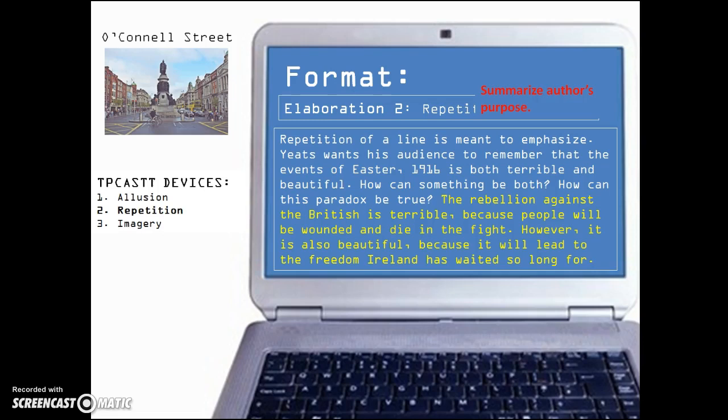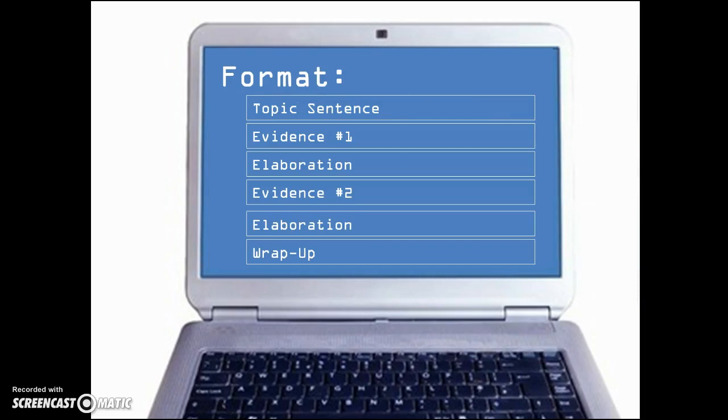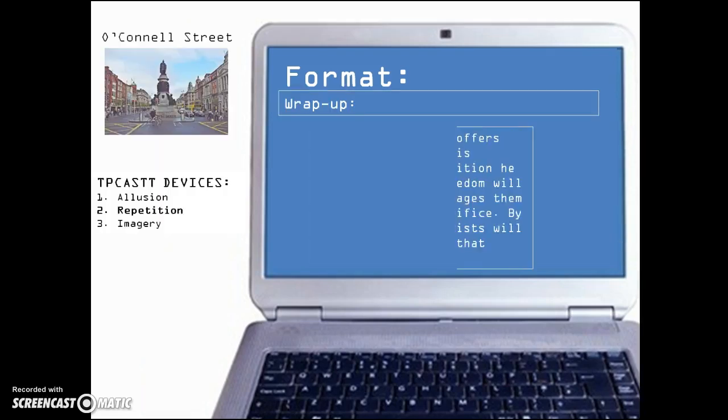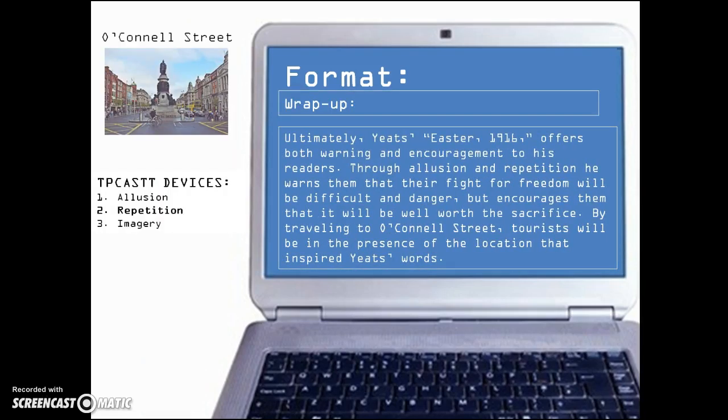Now go ahead and write your own elaboration section, and then when you're done, you can move on to the final sentences of your paragraph. Now, your final sentence is going to be the wrap-up. My wrap-up might read, ultimately, Yeats's Easter 1916 offers both warning and encouragement to his readers. Through allusion and repetition, he warns that their fight for freedom will be difficult and dangerous, but encourages them that it will be well worth the sacrifice.